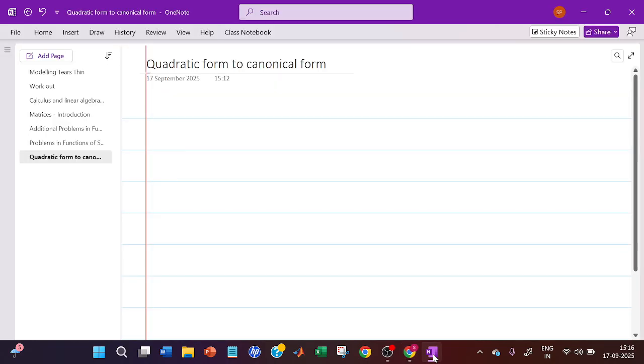Okay, fine. So in the class, we are going to discuss quadratic form to canonical form. In the last class, I have taken this quadratic form to canonical form, but many of them were absent to the class. First, I will see what is meant by quadratic form.